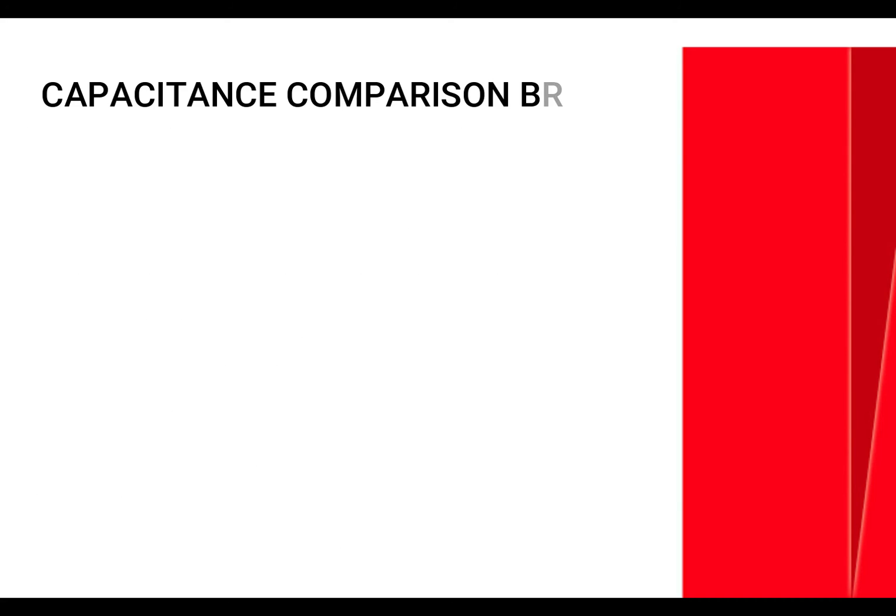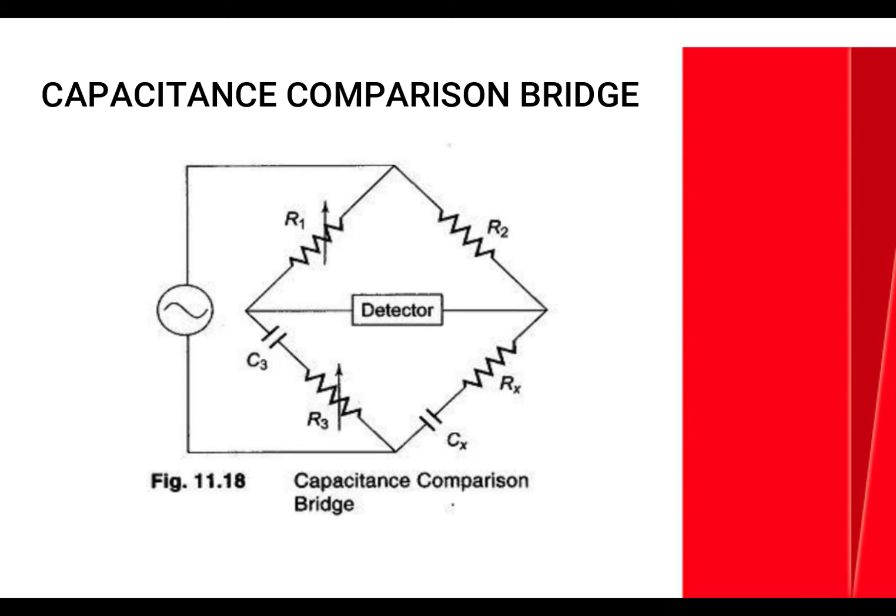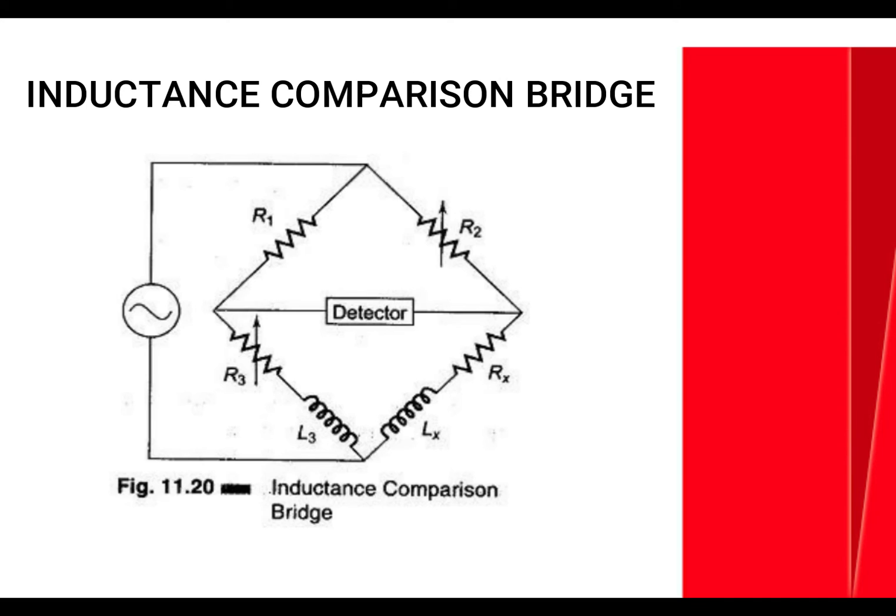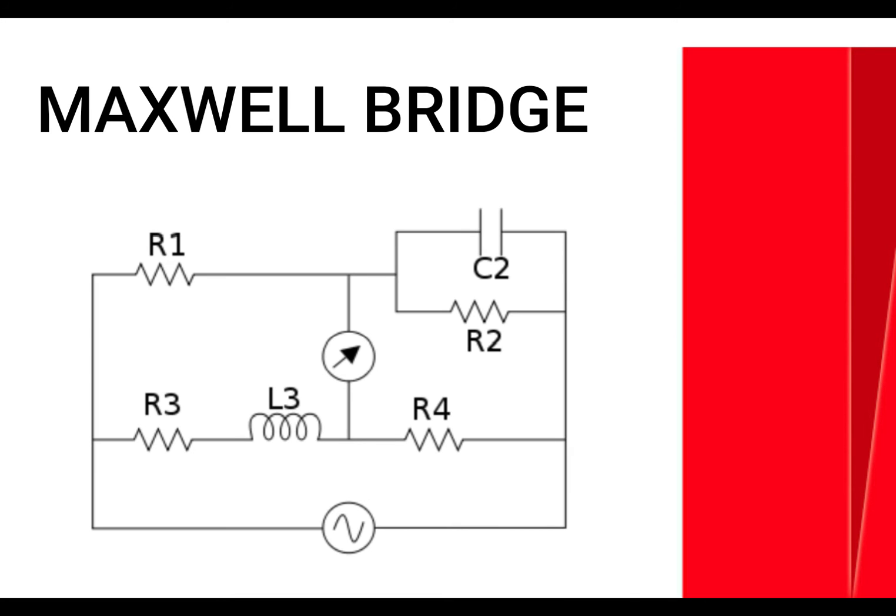Types of AC bridges. Capacitance comparison bridge. Inductance comparison bridge. The Maxwell bridge. It is a modification of Wheatstone bridge used to measure the unknown inductance. The Hay bridge. Hay bridge is the advanced form of Maxwell's bridge. It is also used to determine the self-inductance of the circuit.